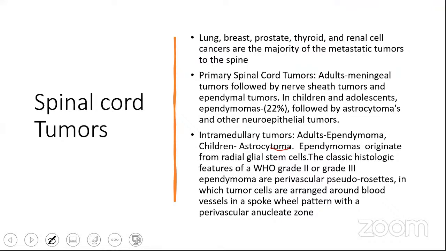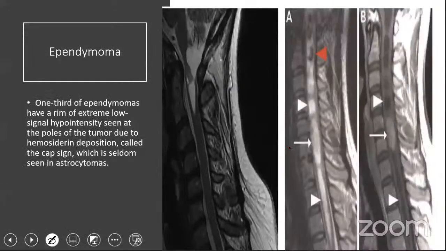The classic histological features of grade 2 and grade 3 WHO are perivascular pseudorosettes, in which tumor cells are arranged around the blood vessels in a spoke wheel pattern. Right? And this is the ependymoma, which you can see: 1/3 of the ependymomas have a rim of extreme low signal hypointensity at the poles of the tumor due to hemosiderin deposition called the cap sign. The cap sign is seen here in ependymoma, which is a common intramedullary tumor.